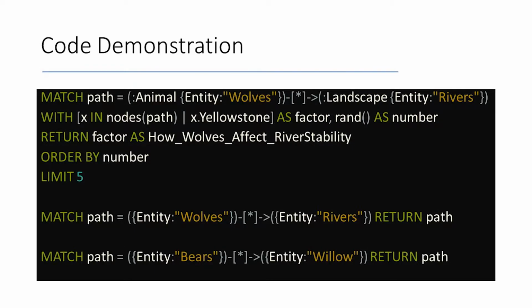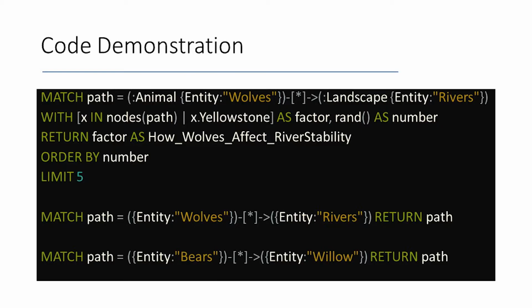The first one is going to return a table, and in that table you can read across the different factors that are going on in the cascade that we see here. And we're going to limit that to 5, so we only look at 5 different cascade paths from wolves all the way to the rivers.